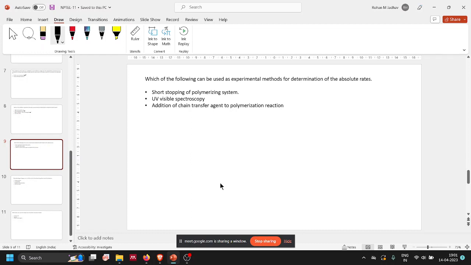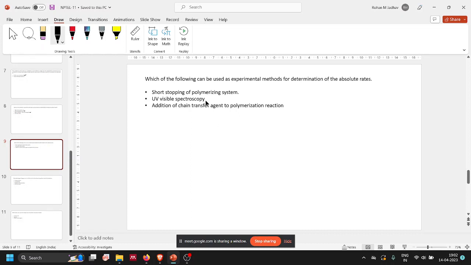Next one we have UV visible spectroscopy. In UV visible spectroscopy, we are basically seeing this spectroscopic analysis of the propagating species during the polymerization process, where the high extinction coefficient of the aromatic carbocation propagating species is observed. So because of that, absolute rate determination can be very feasible. On top of that, the UV absorbance of the system as a function of time allows us to determine the initiation rate constants and the propagating species rate constants also.